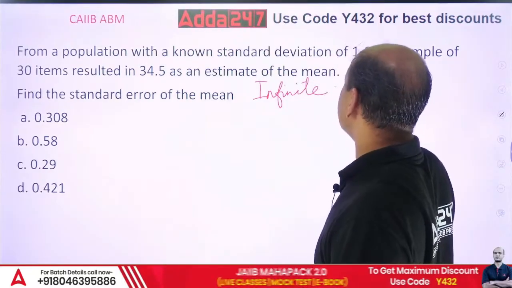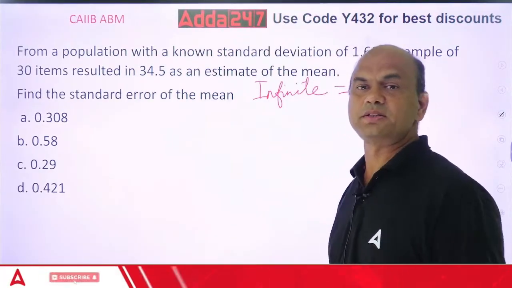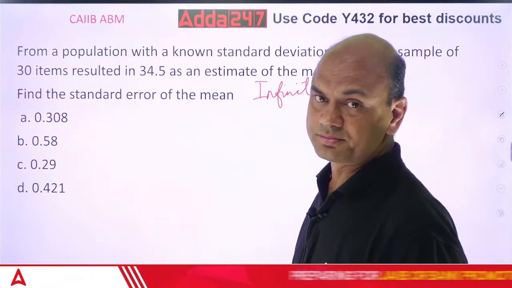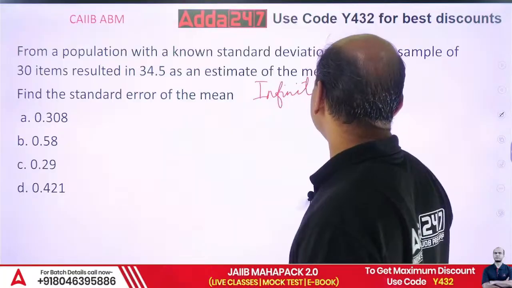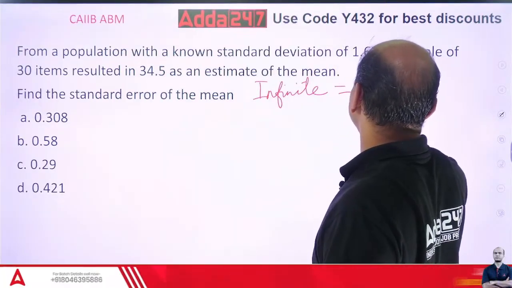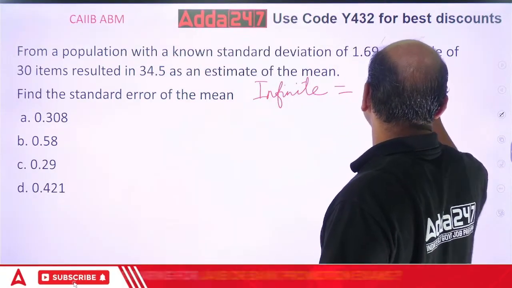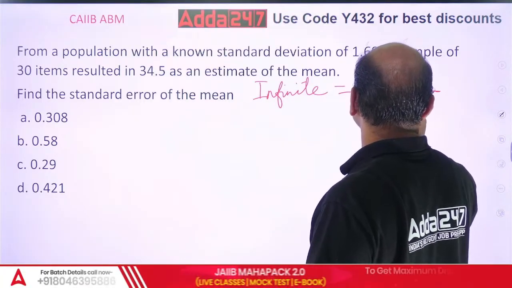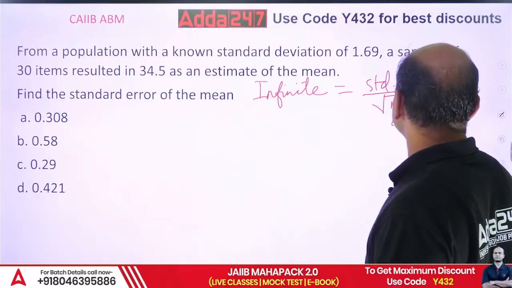Standard error for an infinite population equals the standard deviation divided by the root of n, where n is the sample size.